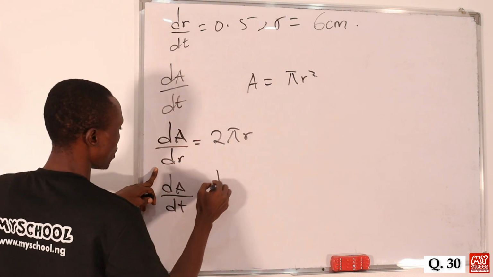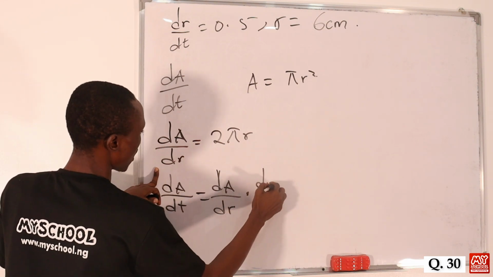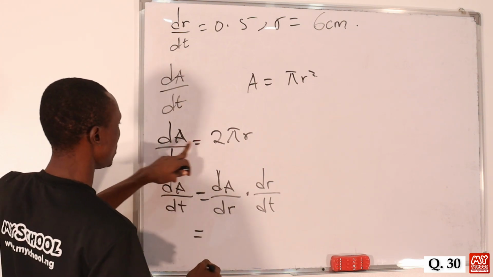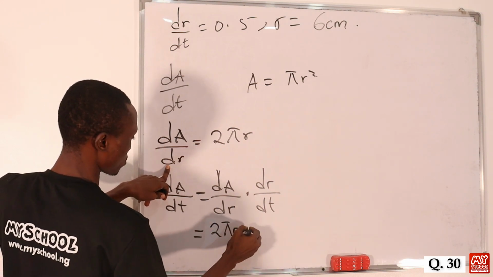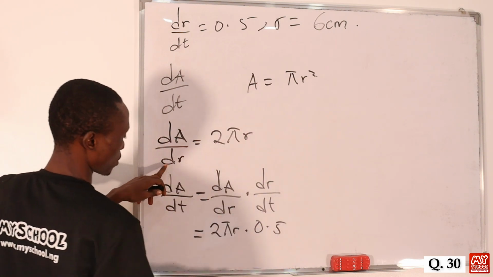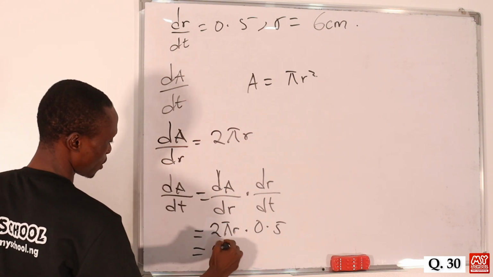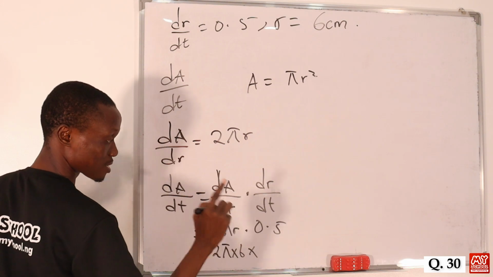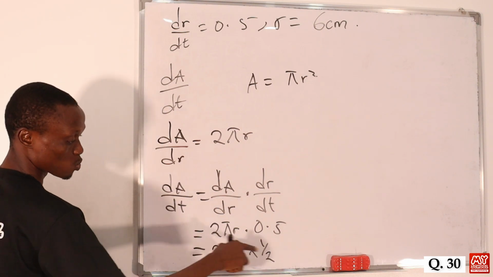So let's bring our dA/dt. So this will be equals to dA/dr, then times dr/dt. So let's fill in the values. Remember, our dA/dr is equals to 2 pi r, then times dr/dt, which is 0.5. Okay, so here we are asked to take r to be equals to 6. So we'll be having 2 pi times 6, then times, remember 0.5 is the same thing as 1 over 2. So let's use 1 over 2 here, so that we can divide easily.